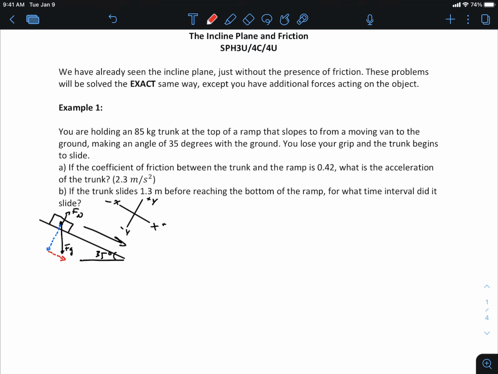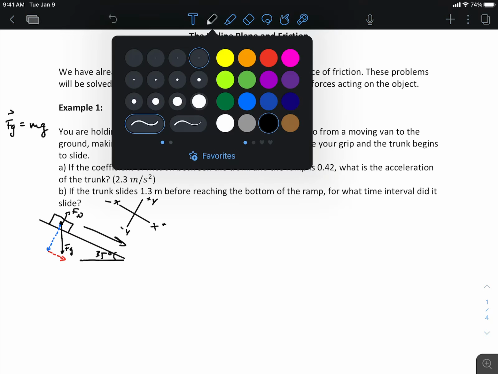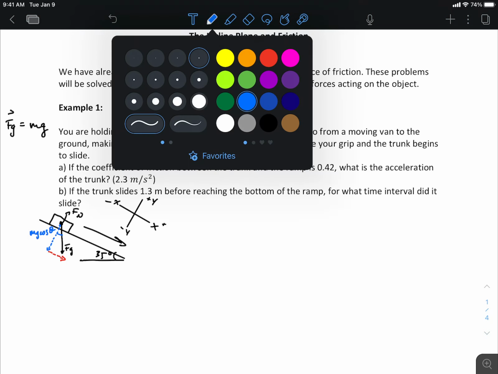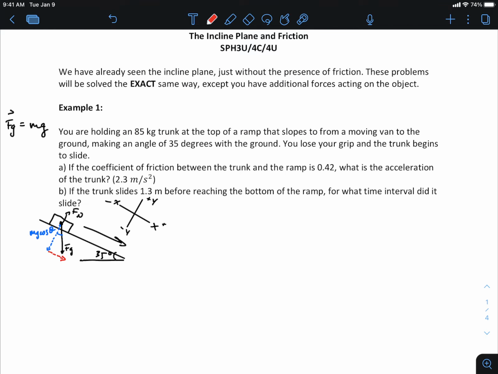How do we figure out what those are? Well, we know the force of gravity is equal to mg. If I'm breaking down the force of gravity, then I should expect to see the blue piece is adjacent to the angle, and so we get cosine. So mg cos theta. And the red piece is opposite, mg sine theta.